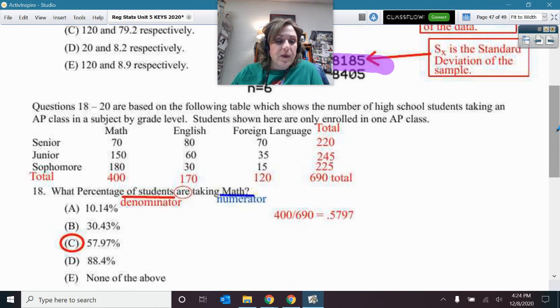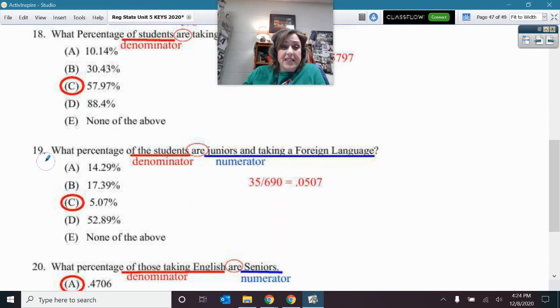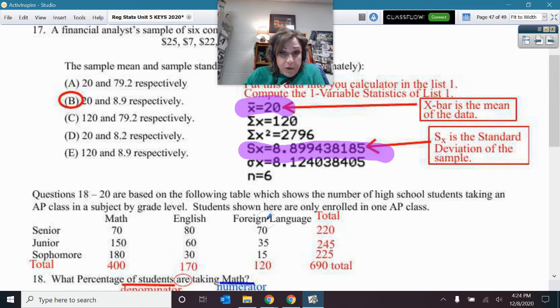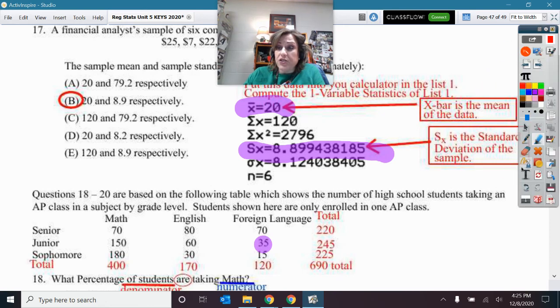All right, here we go. What percentage of the students, that's your denominator, so out of all of them, out of 690 total, what proportion of them are taking math? So the math is the 400 out of the 690. What percentage of the students, so all the students, the 690 is your denominator, are juniors taking a foreign language? So the juniors taking a foreign language is that 35 right there.